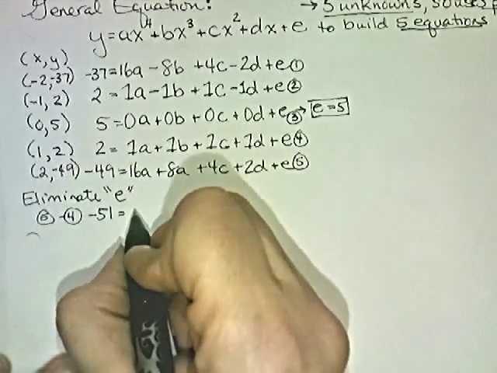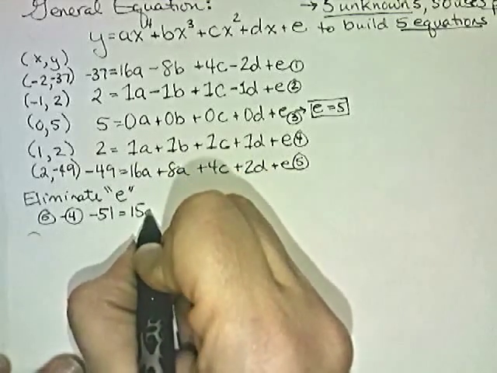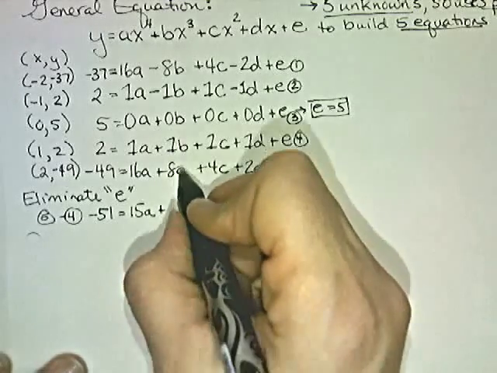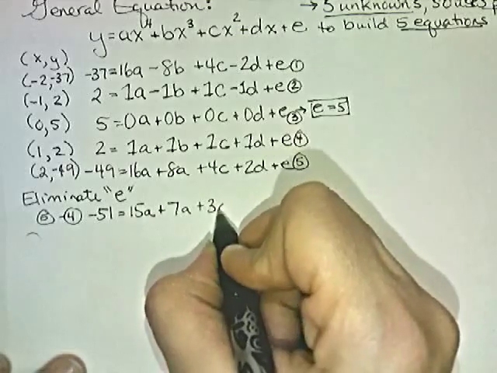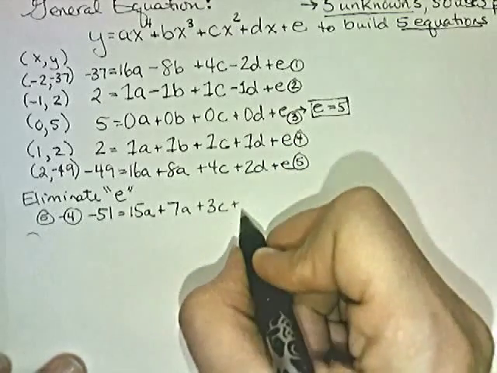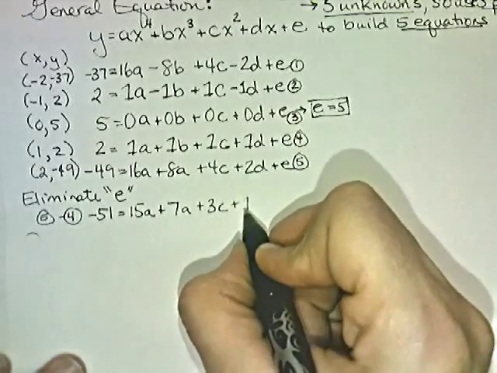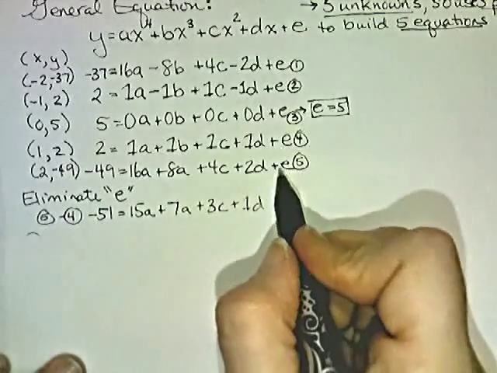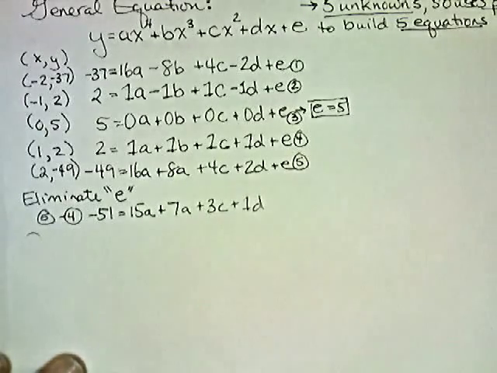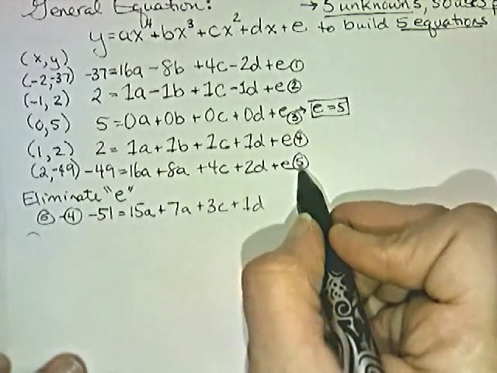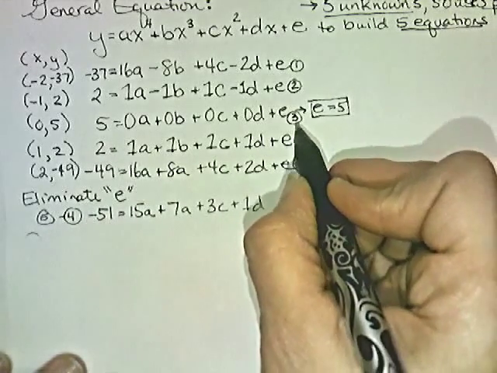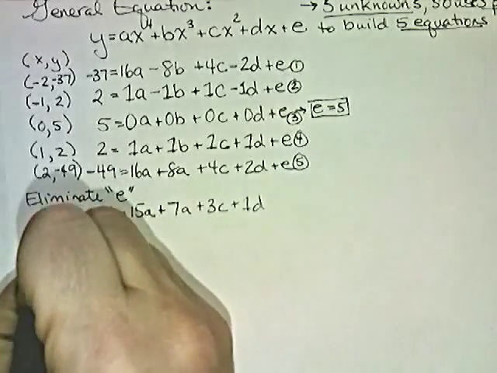16a's minus that 1a will be 15a's. 8a's minus 1, 4c's minus 1, 2d's minus 1d, and I get that 1d left at the end. An e minus an e, those e's are eliminated. And then, once I have subtracted those two equations, I will subtract the fourth and the third equation.